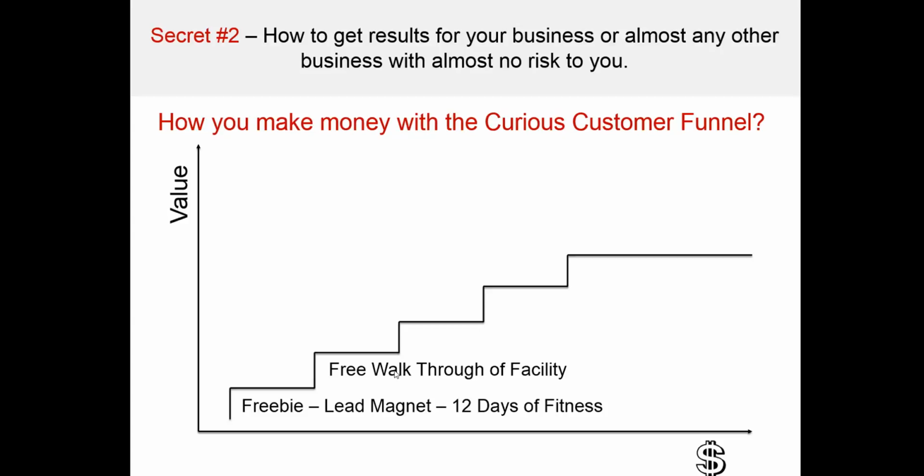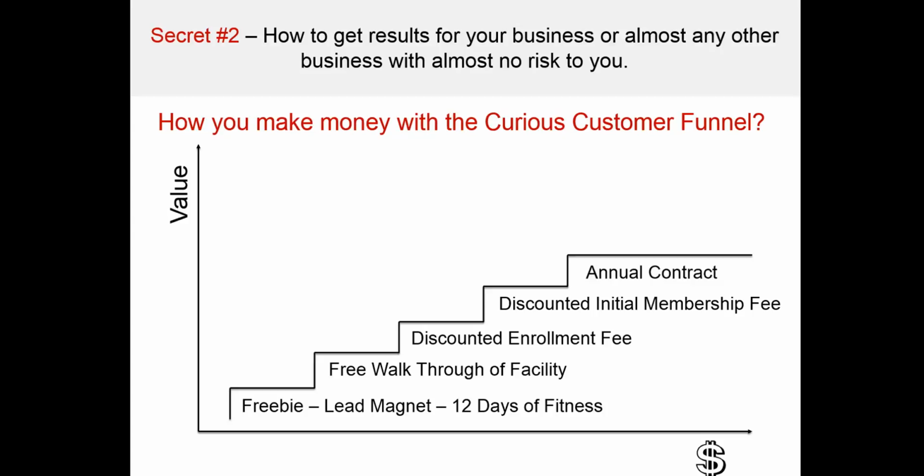But in this case, what they did is they offered the 12 days of fitness. Once those people came in from the 12 days of fitness, the salespeople in the office walked them through the facility. They discounted the enrollment fee as part of their offer. They also discounted the initial membership fee, because normally they had an enrollment fee plus initial membership fee to get your account set up. Okay, so they did that, and then they basically locked these people into an annual contract.